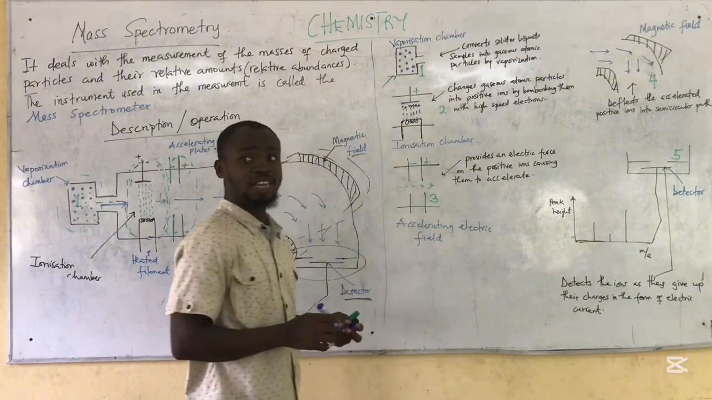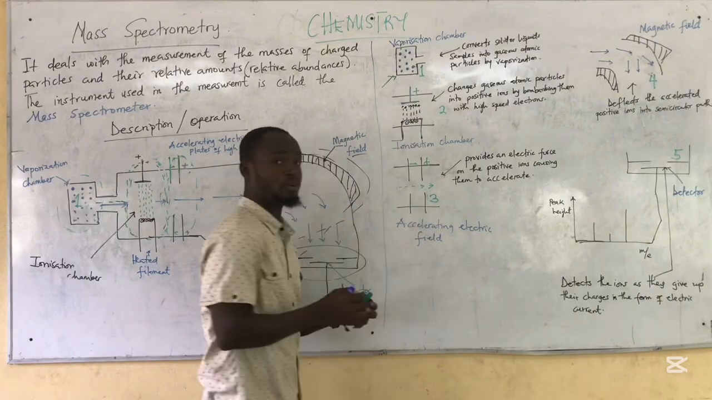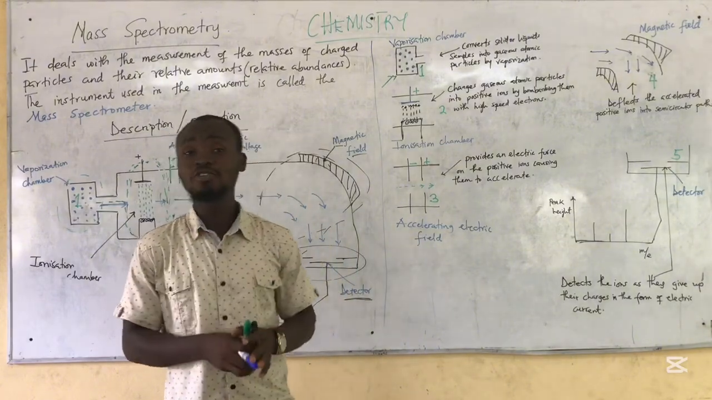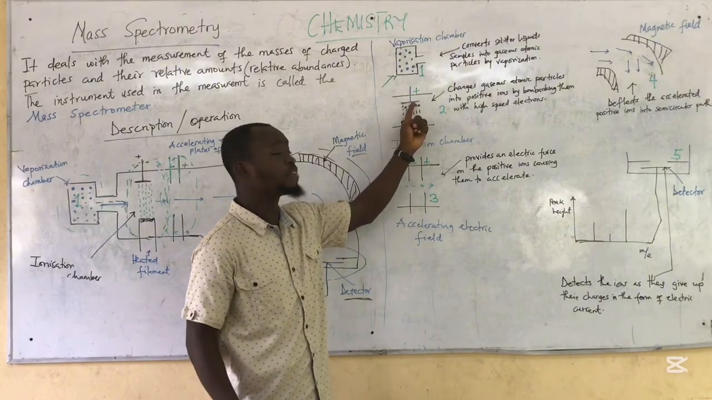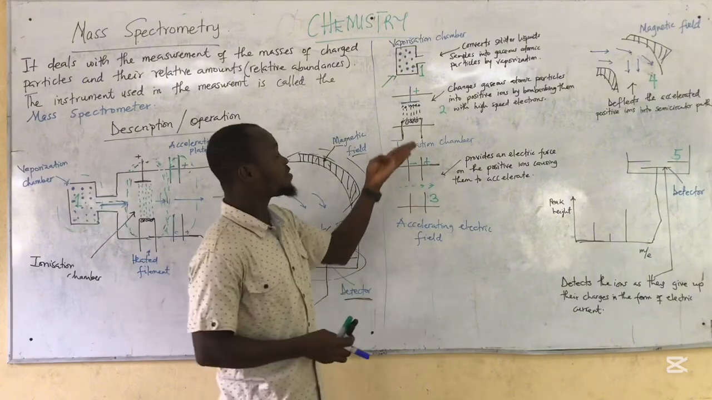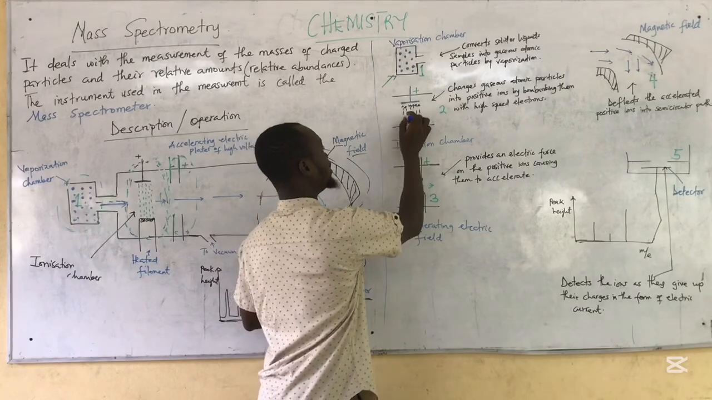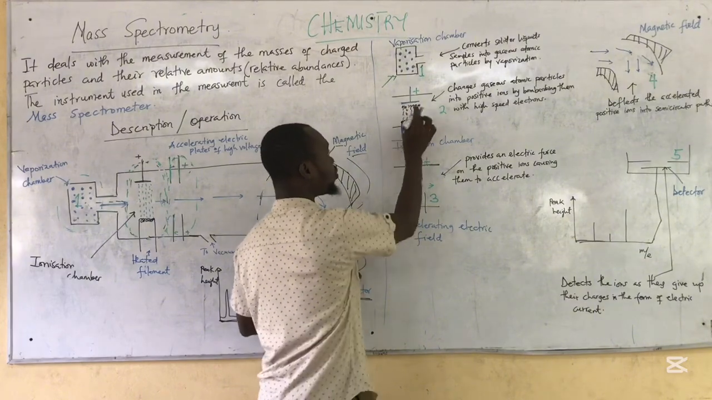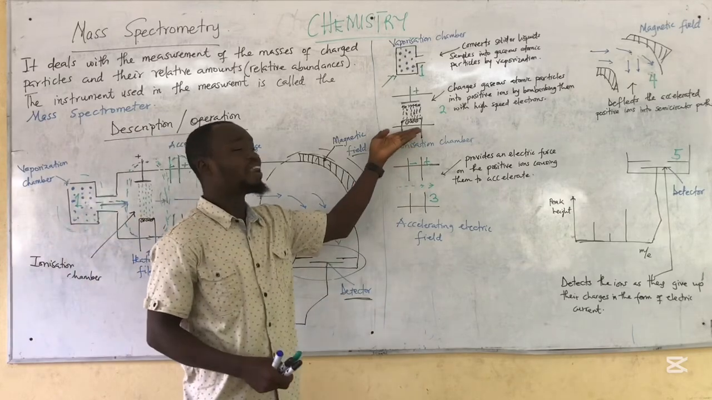a positive electric plate, and directly opposite to this positive electric plate, we have a heated filament or heated coil. The heated filament emits high-speed electrons, and don't forget that electrons are negatively charged. Directly opposite to this heated filament, we have a positive terminal. The positive terminal attracts these high-speed electrons, so there is a constant attraction taking place. The dot represents the electrons moving in this direction towards the positive terminal. This is what is going on in the ionization chamber.